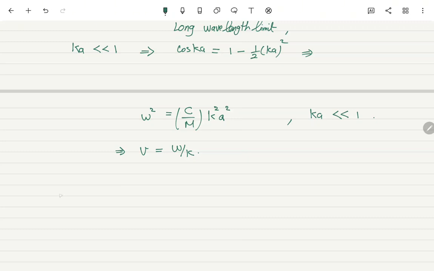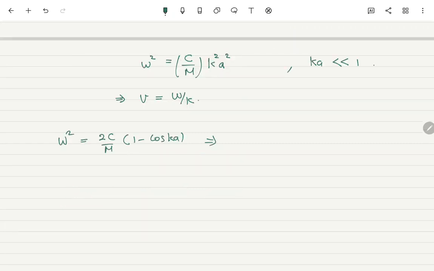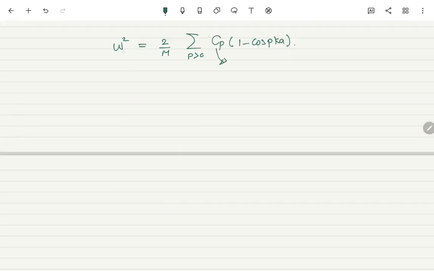Back to the previous equation, let's just write it down. Omega square equal to 2C over M times 1 minus cosine Ka. Now, as a generalization for this one here, for all p nearest planes, we will find that omega square equal to 2 over M summation p greater than 0, Cp times 1 minus cosine pka. Cp here is called the interplanar force constant.